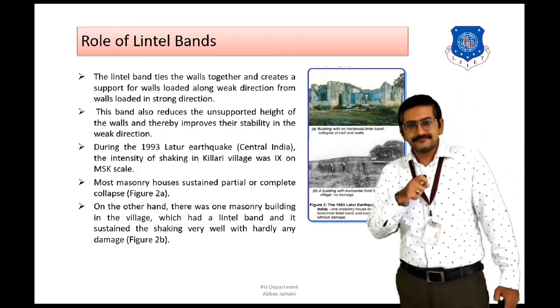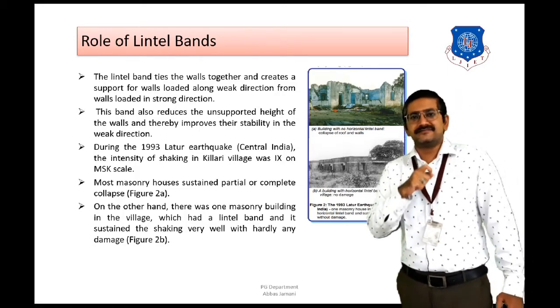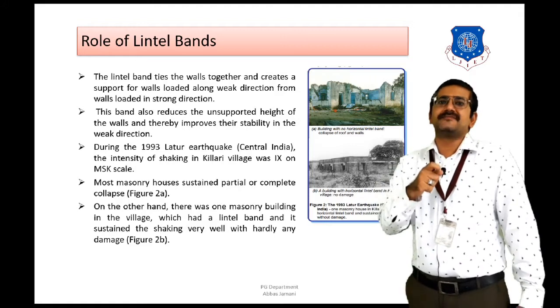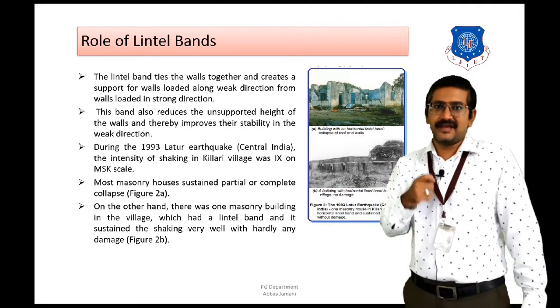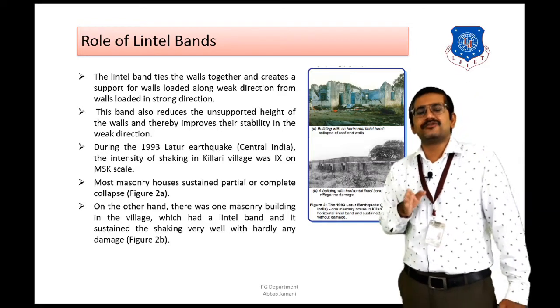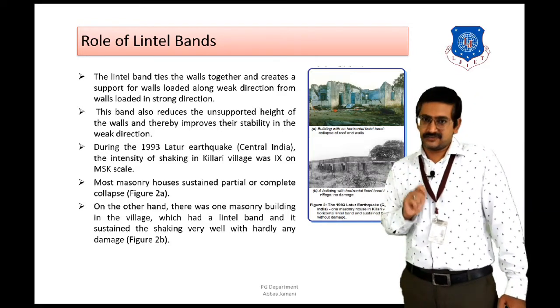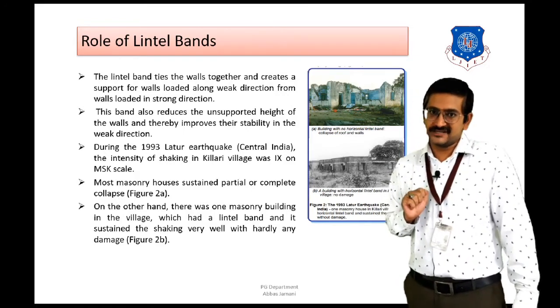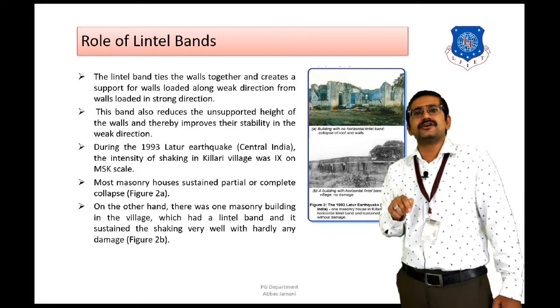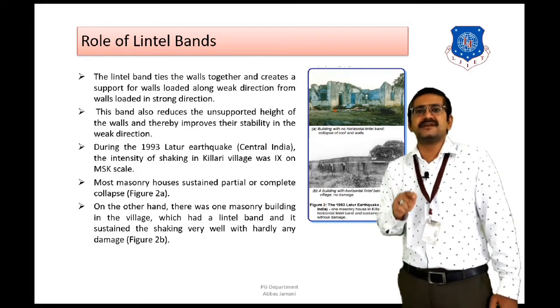So in case of masonry buildings, we have discussed two terms. First is out of plane bending, second is in plane bending, or strong direction and weak direction. And we have discussed that whenever the force is applied along the length of the wall, then it is the strong direction, and whenever the force is applied perpendicular to the wall, then it is known as weak direction. So these horizontal bands are going to increase the stiffness or performance of the building in the weak direction.